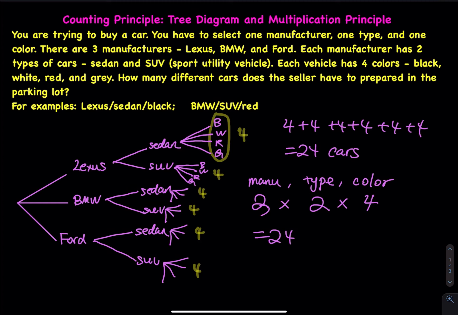So let's say you walk into a dealer, right? The dealer will ask you 3 questions. Number 1, give me the manufacturer that you want. Number 2, give me the type that you want. Number 3, give me the color that you want. So 1, 2, and 3, 3 stages. For the first stage, manufacturer, there are 3 choices. For type, there are 2 choices. For color, there are 4 choices. All you have to do is multiply them. So therefore, there are 24 cars. This is by the multiplication principle.